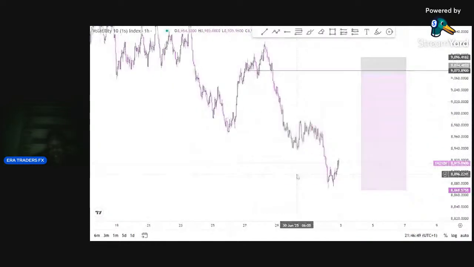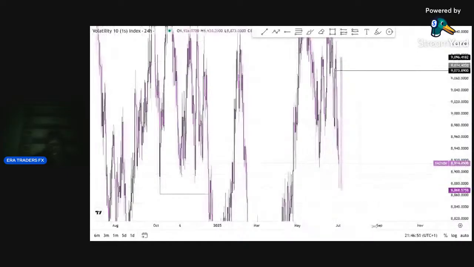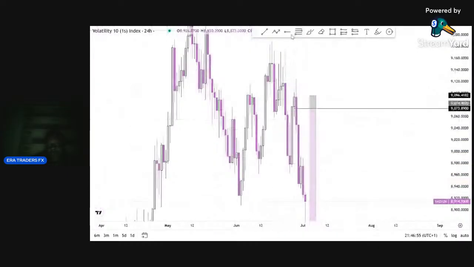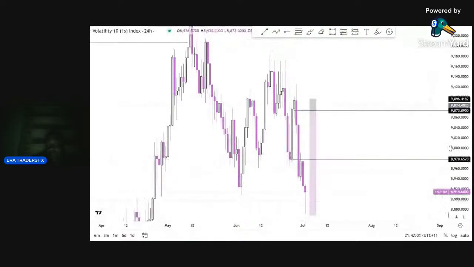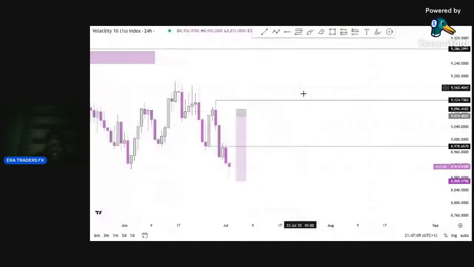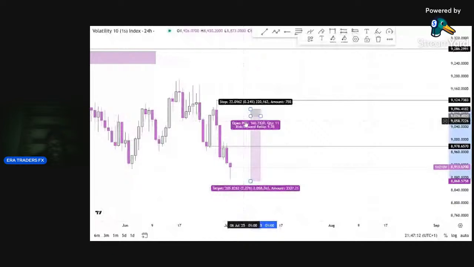Let me go to the 24-hour time frame to just show you how that came about. So clearly, this is our validation. Although this is reacting from this because there's a liquidity flip here. So this is your structural invalidation. So that's on the 1 hour time frame. On the 24-hour time frame.